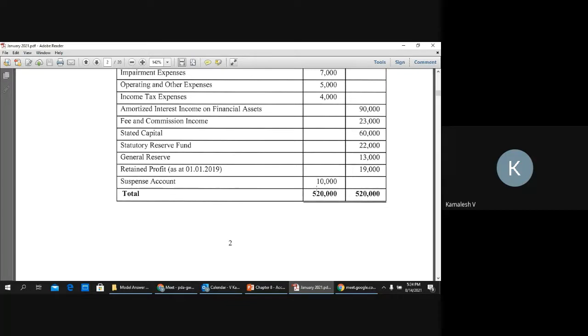Little by little it gets reduced, and ultimately, once you have rectified all the errors, that suspense account balance of 10,000 will become 0. That is the ultimate objective. You have to reach that situation. So when you have suspense accounts, you have to be very careful, because if you make an error in your double entries, you can make mistakes.